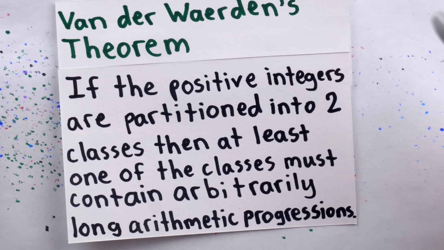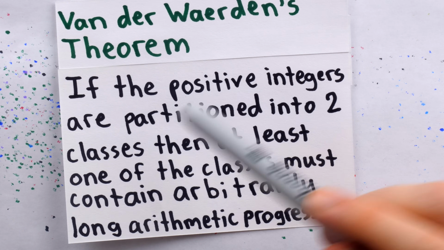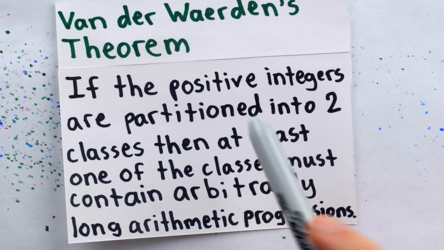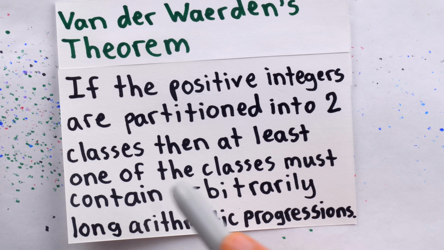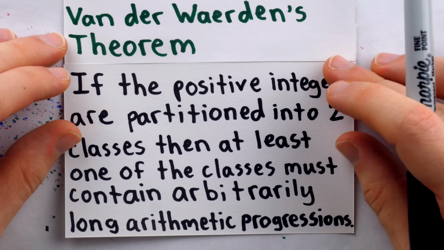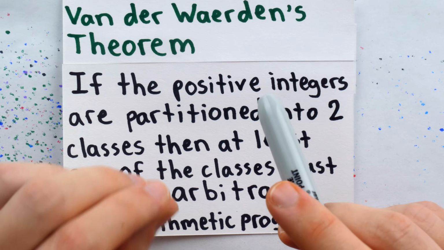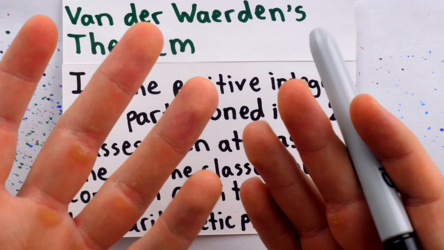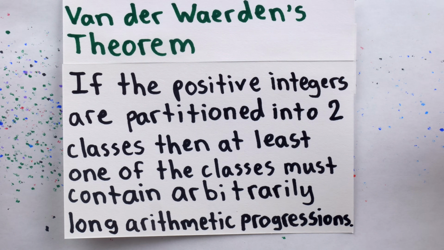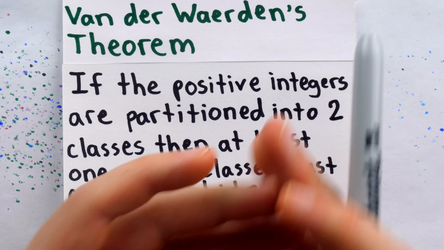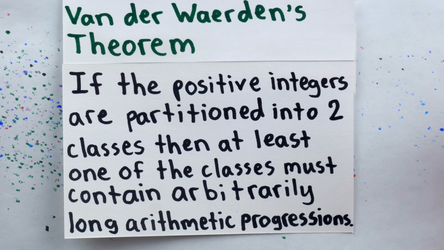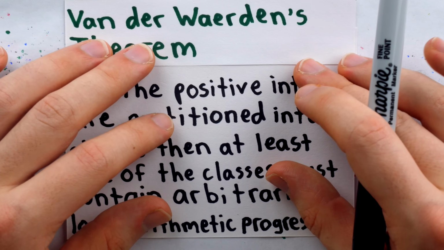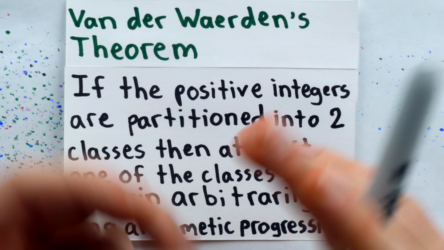Here's how the theorem was originally worded. If the positive integers are partitioned into two classes, think two colors, then at least one of the classes, think one of the colors, must contain arbitrarily long arithmetic progressions. This doesn't mean that there could be an infinitely long arithmetic progression. It just means for an arithmetic progression of any length you like, you will be able to find such an arithmetic progression of a single color as long as you color sufficiently many integers, and the number of integers you might have to look at could indeed be quite large.